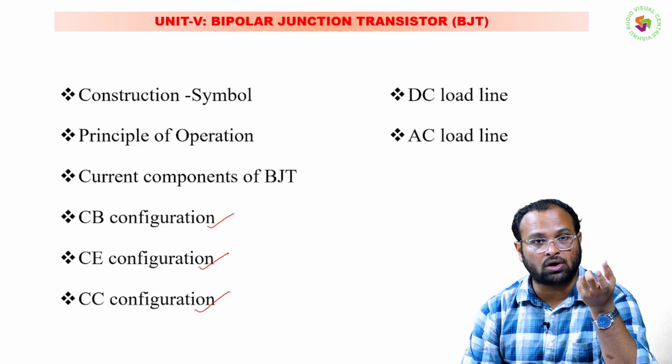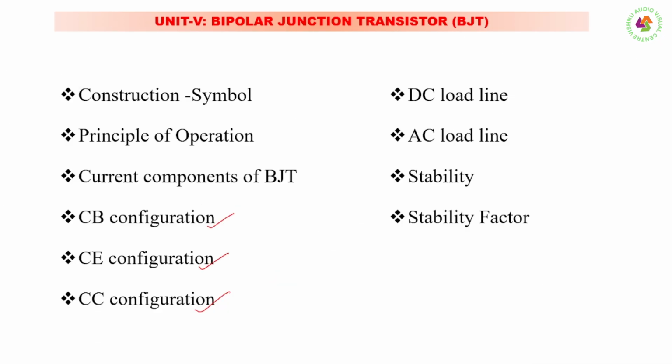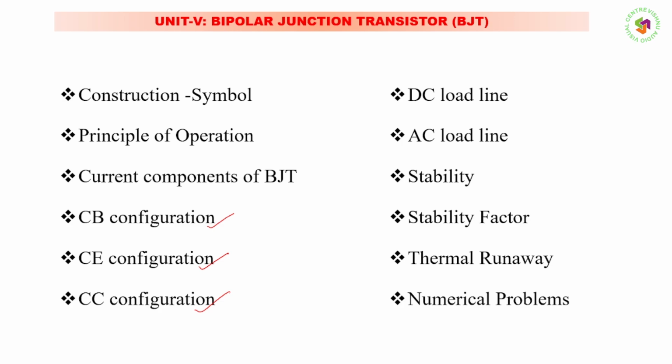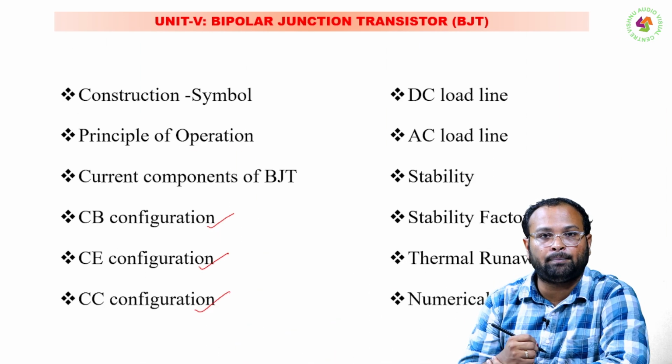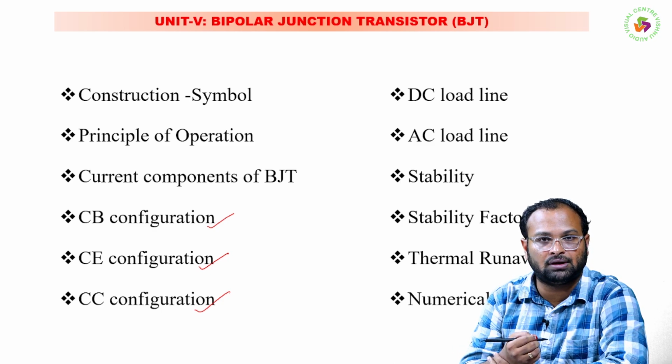Then we'll talk about the concept of stability and the stability factor, then thermal runaway. These are the topics we will discuss in the fifth chapter, bipolar junction transistor, and we'll go with numerical problems with elementary operation on stability and everything. So this is a brief discussion of our PEEE subject and what we are going to deal with in this semester.